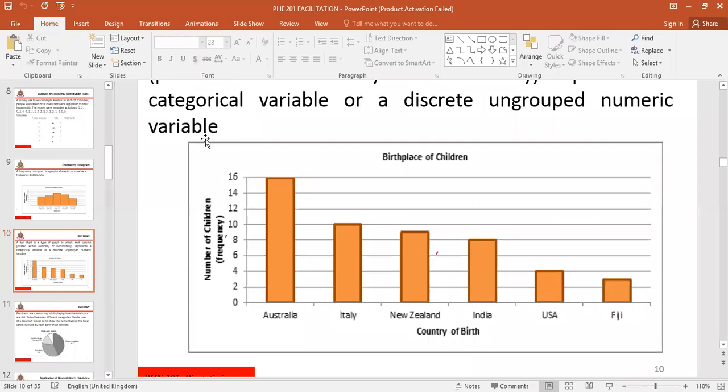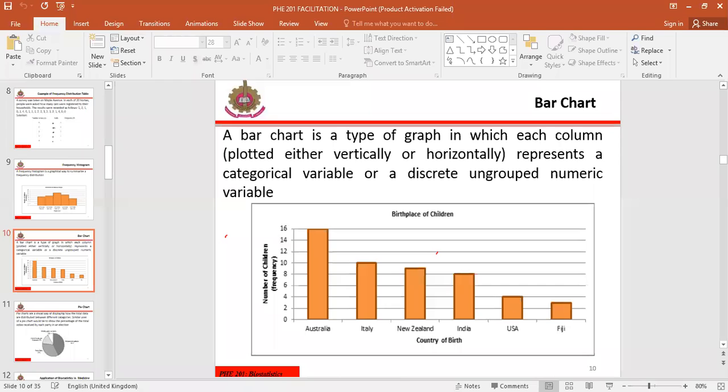Now, this is a bar chart. A bar chart is a type of graph in which each column represents a categorical variable or a discrete or group numerical value. Now, look at what we are saying now. This is the birthplace of some children.